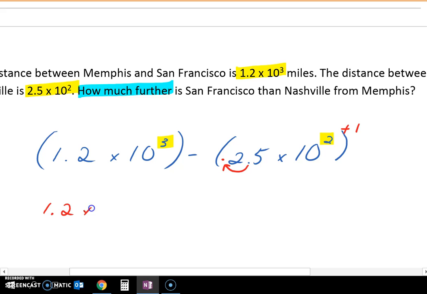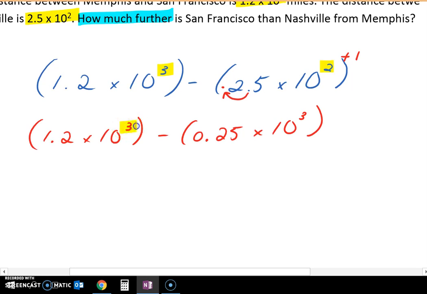So this is 1.2 times 10 to the third minus 0.25 times 10 to the third. Look at that exponent again because they are the same. We are going to subtract our first factor. And when you do that, 1.2 minus 0.25, you would get 0.95. And this is times 10 to the third power.